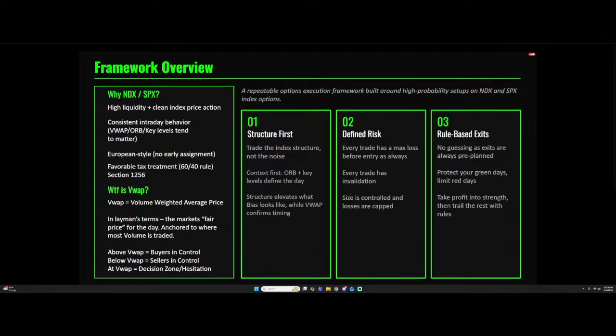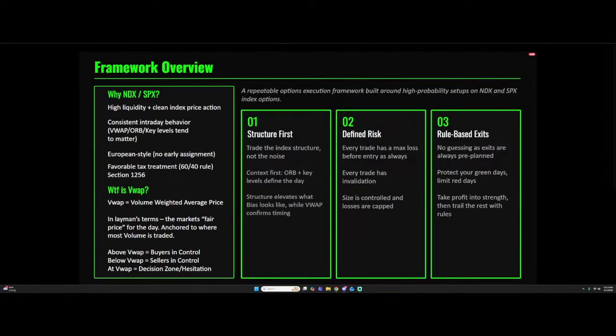Okay, so my model is built on 3 pillars. We have structure first. So I trade the index structure. I don't trade noise. We trade the opening range break, or the opening range in general. And then the key levels define the day, and the VWAP really confirms timing.